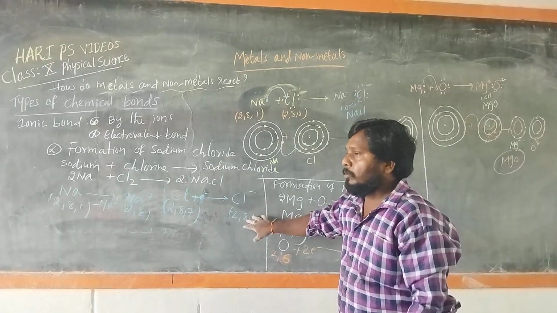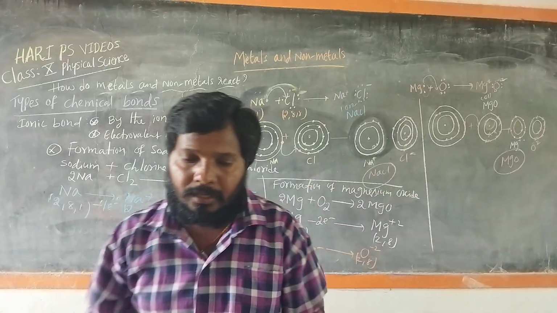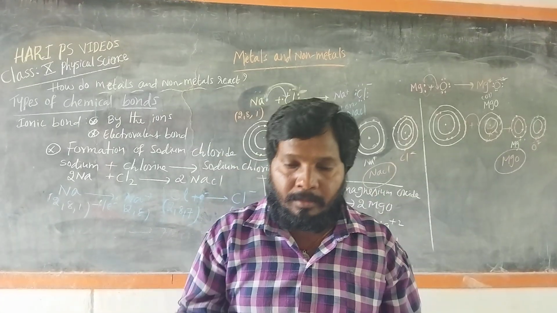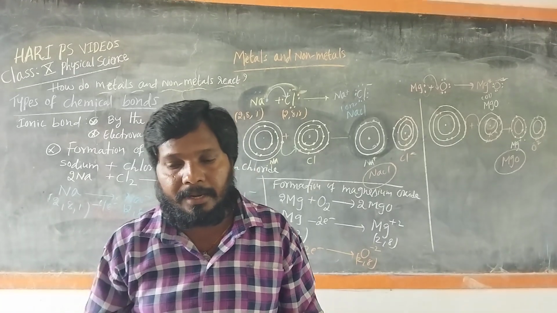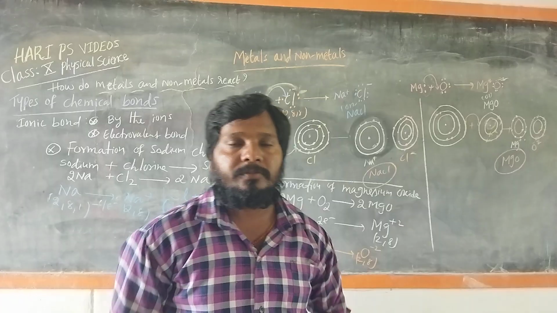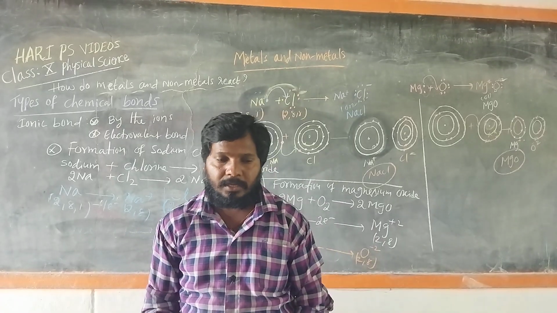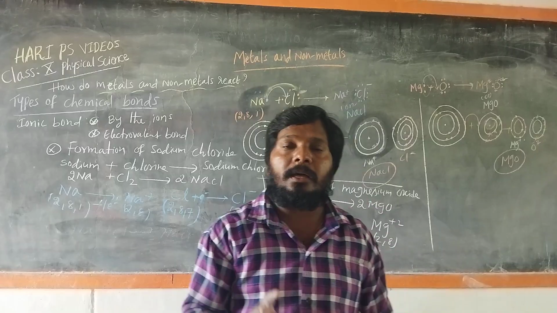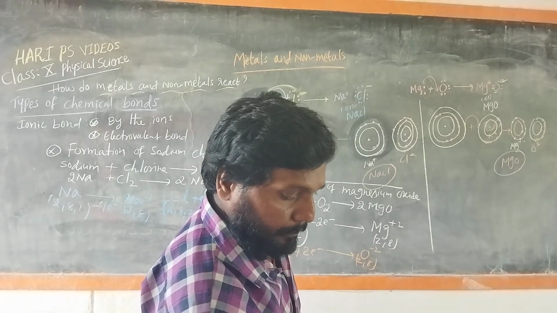So sodium chloride, magnesium oxide, magnesium chloride, calcium chloride, sodium oxide, aluminum oxide, copper sulfate, calcium nitrate: these all are examples of ionic compounds, because these compounds are formed by the formation of ions.